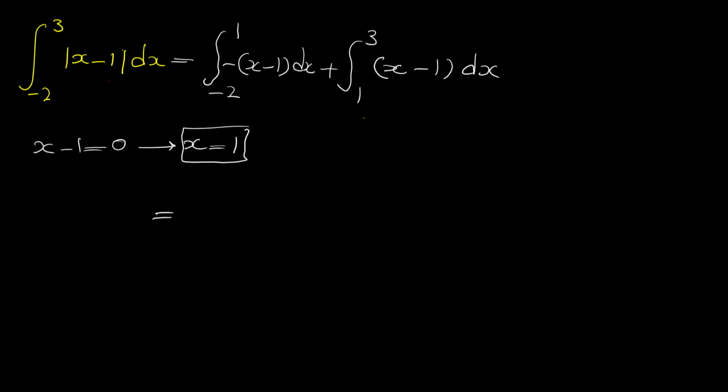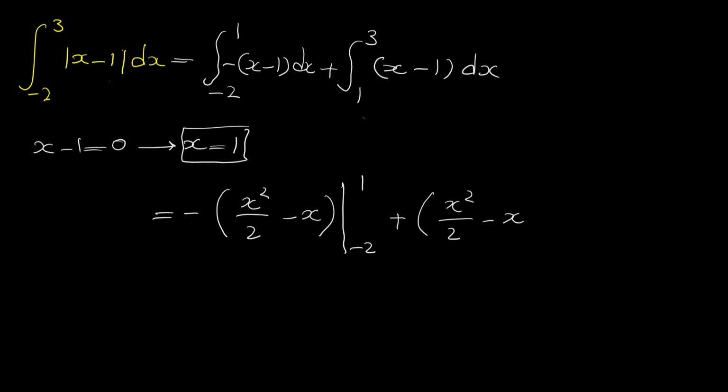For the first integral, don't forget we have a negative. What is the integral of x? x to the 2 over 2 minus, what is the integral of 1? x, from negative 2 to 1. For the other integral, the integral of x is x to the 2 over 2, minus the integral of 1, which is x, from 1 to 3. Now we just have to substitute the upper bound and lower bound, subtract them from each other, and we can calculate the value of this definite integral.